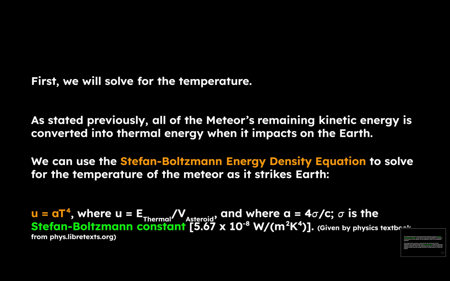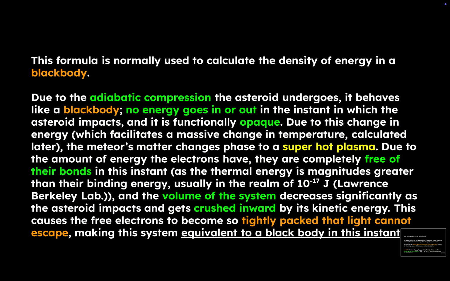As stated previously, all of the meteor's remaining kinetic energy is converted into thermal energy when it impacts on the Earth. We can use the Stefan-Boltzmann energy density equation to solve for the temperature of the meteor as it strikes Earth. U, energy density, which is energy over the volume, or here it's E thermal over V asteroid, and where A equals this, where that's the Stefan-Boltzmann constant. So this formula is normally used to calculate the density of energy in a black body. Due to the adiabatic compression the asteroid undergoes, it behaves like a black body. No energy goes in or out in the instant in which the asteroid impacts, and it is functionally opaque.